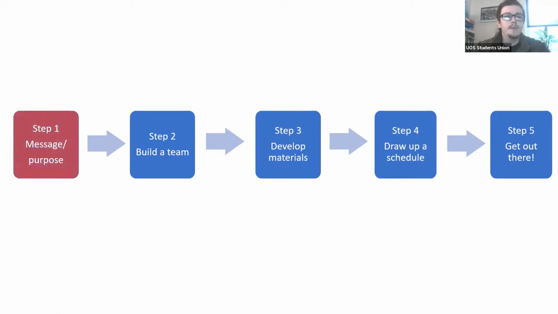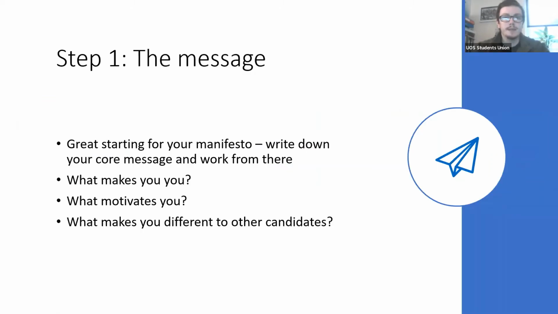So the first step is what we've just talked about, the message. Everyone will be asked to do a manifesto as a candidate. On the nominations page on the website, you'll be asked to fill in a manifesto before the voting starts. And really, this is a really good place to start thinking about why is it that you're running? What is it that you want to get across to students? What makes you different to other candidates, or what makes you particularly well suited to be the next President Education or the next BAME officer for the Students' Union?